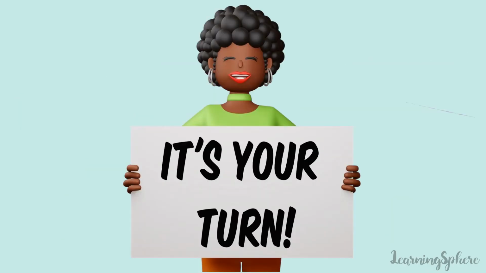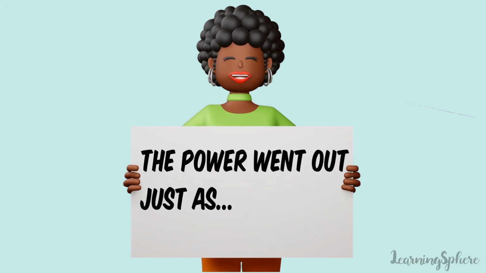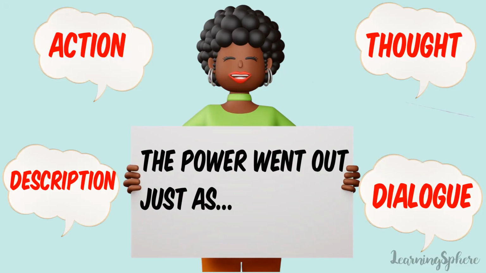Now it's your turn. Pause the video and try writing a 3 sentence introduction using this prompt. The power went out just as dot dot dot. Use one of the four methods we talked about: actions, dialogue, description, or thought, and drop us in the moment. You can share your introduction in the comments below.